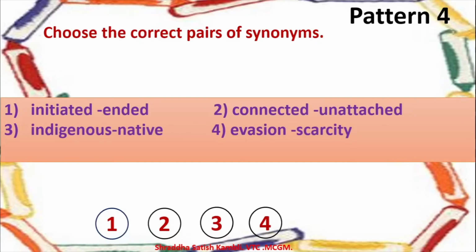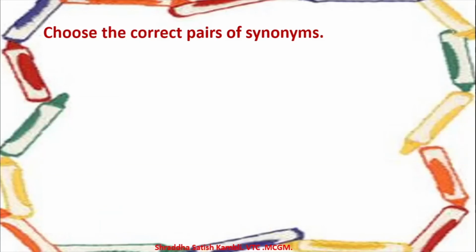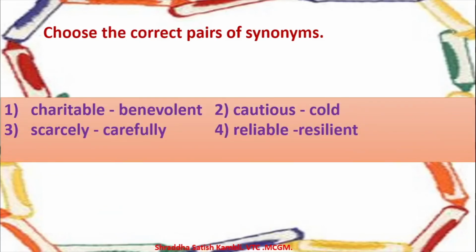Out of 1, 2, 3 and 4, we have answer number 3, which is the correct pair of synonyms. Indigenous means something which is made in that particular place, something which belongs to that particular place. And native also means something which belongs to a particular place. So indigenous and native are synonyms of each other, whereas initiated and ended are opposite words. Connected and unattached are also opposite words. Let's come to the next example in pattern 4.